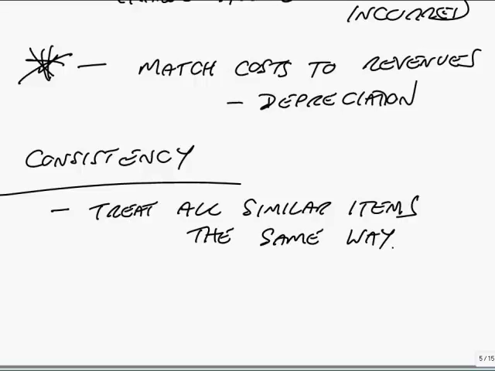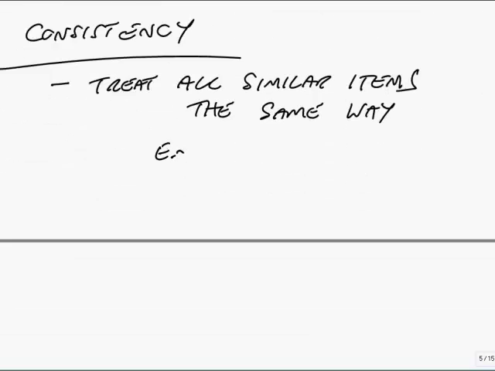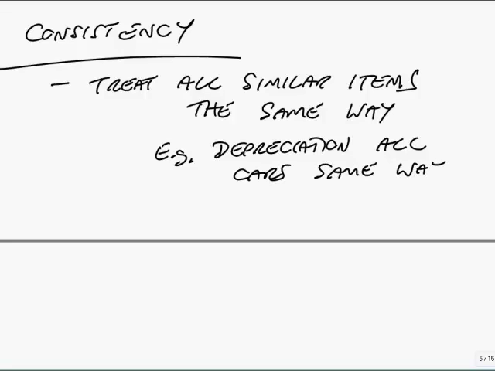But I've already given you the best example of that last time. It's depreciation. Did I not say last time that you must depreciate all cars the same way? You can't depreciate one car one way and another car another way. Do you remember? That's what I mean. So, for example, depreciate all cars the same way. But anyway.